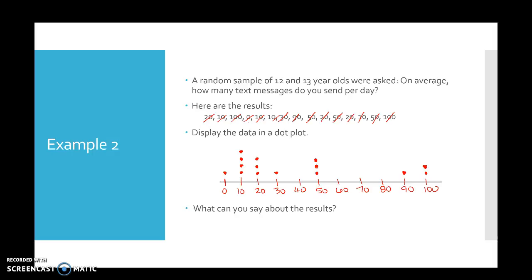So what can we say about the results? So first of all, we want to talk about how many teenagers were surveyed. So each dot represents one teenager that was surveyed. So we have 1, 2, 3, 4, 5, 6, 7, 8, 9, 10, 11, 12, 13, 14, 15. So 15 teenagers were surveyed.